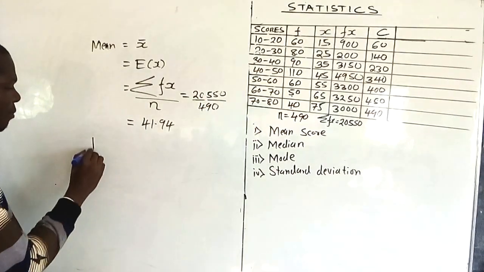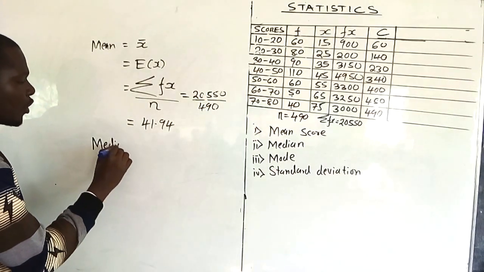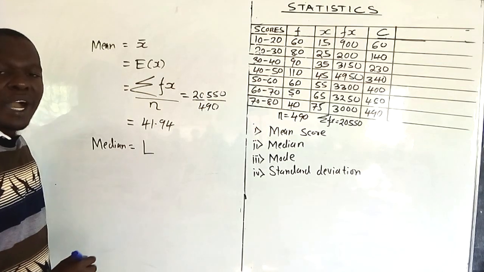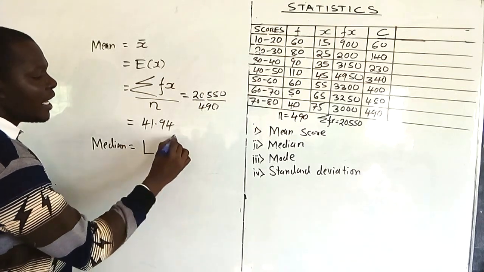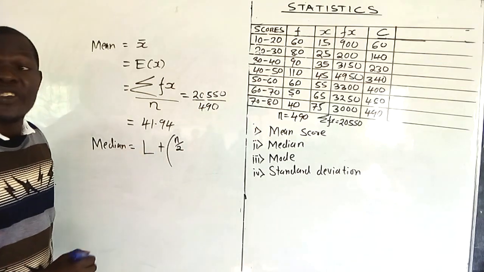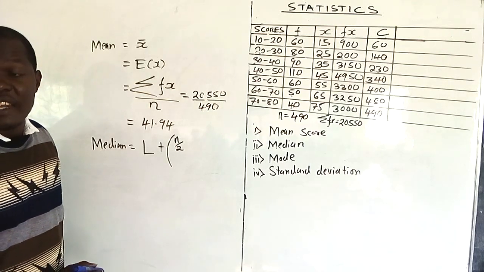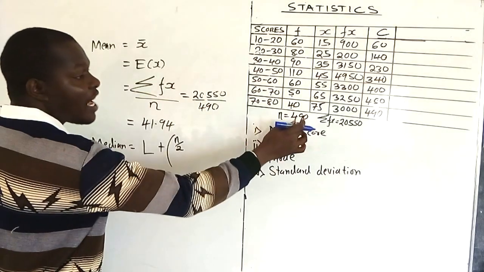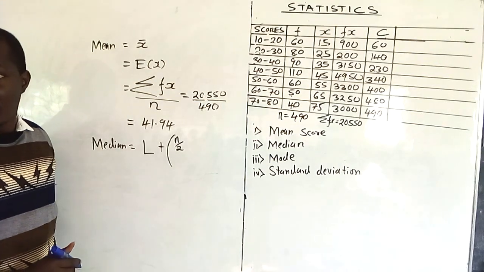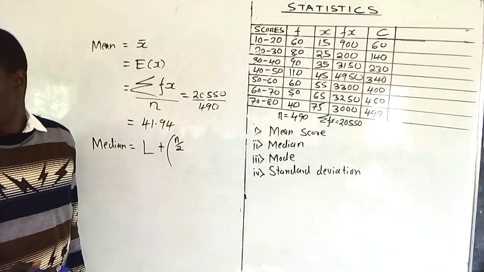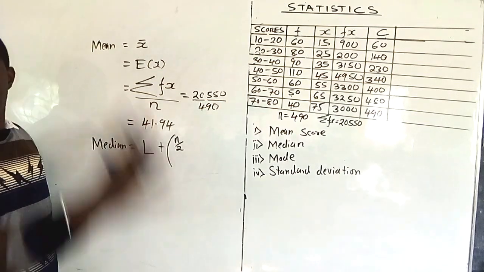So if you now want the median, you know the median is given by the lower class limit of the median class plus n over 2 to represent the median. Note that you take the n value and you divide by 2, isn't it? It is just a representation of the median. Are we together? To show that it is halfway of the data values.